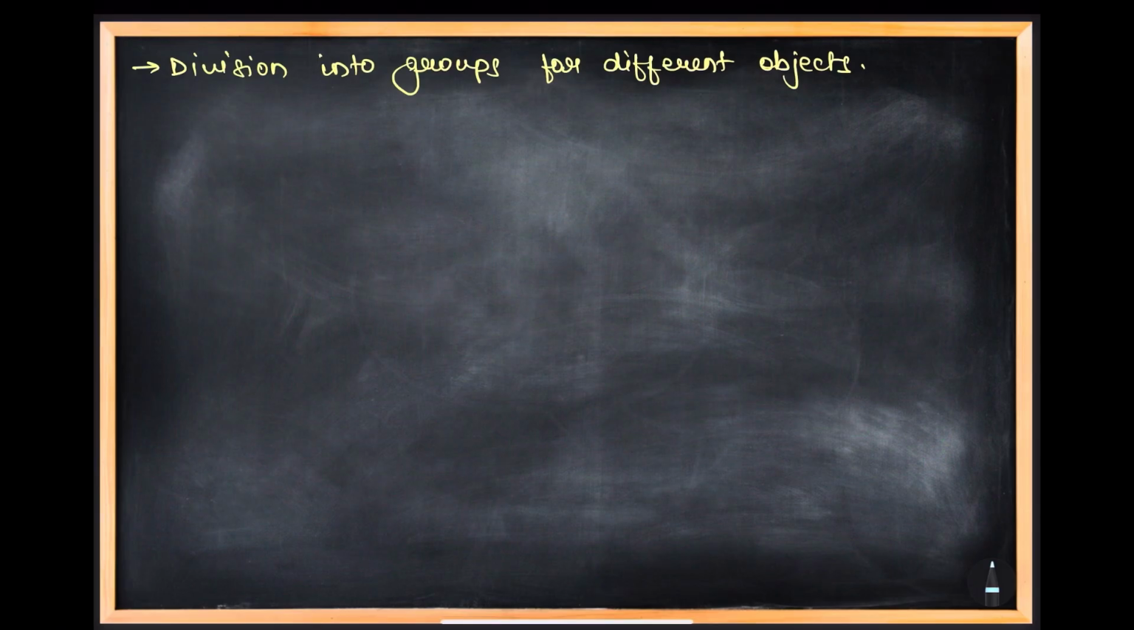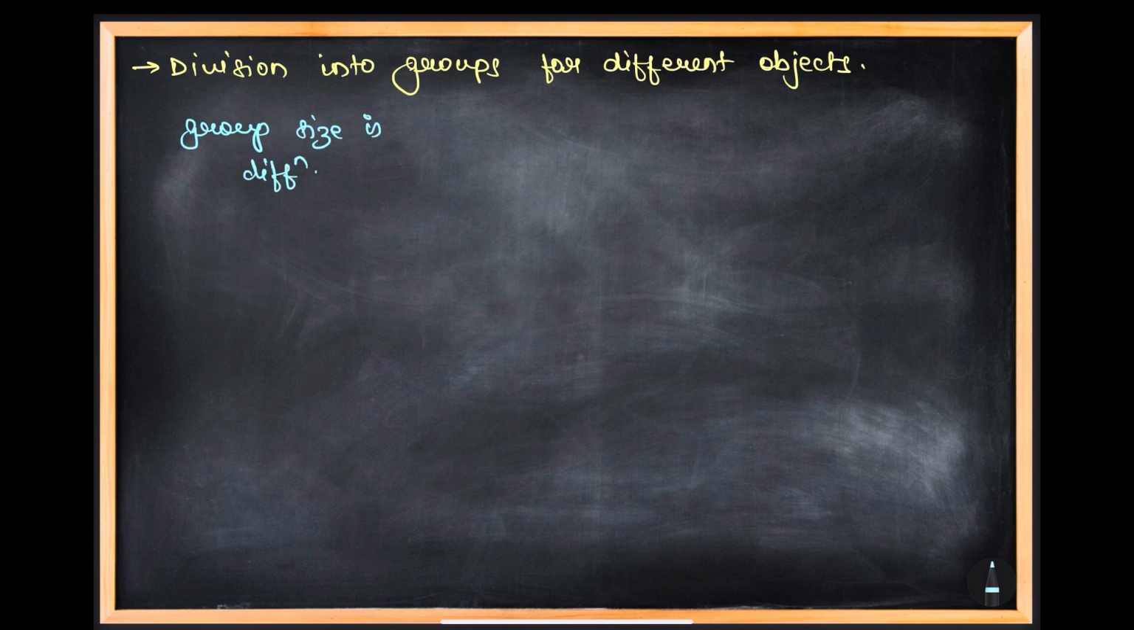So we have to understand this concept, division into groups for different objects. The objects will be different and you have to distribute those objects. So look at this. Suppose that group size is different.